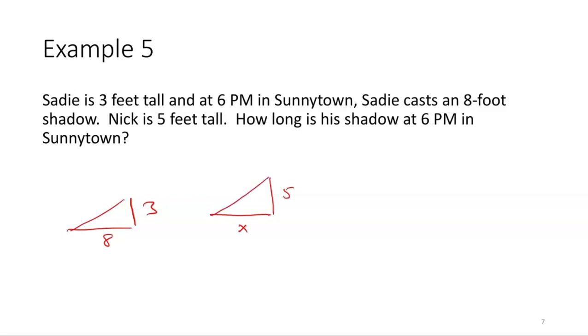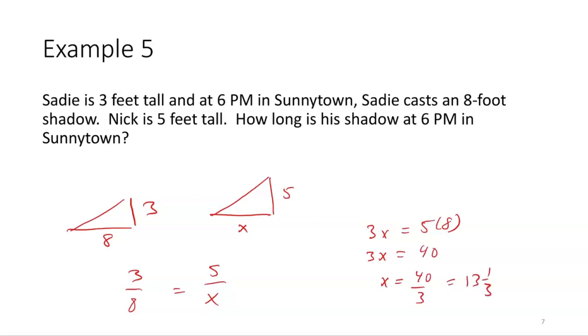Again, corresponding parts: the 3 feet to the 8-foot shadow is equal to the 5 feet to an x-foot shadow. If you do the cross products, 3 times x is equal to 5 times 8. So 3x would equal 40. So x would be 40 over 3, which is 13 and 1/3 feet. 1/3 of a foot is 4 inches. So that's 13 feet, 4 inches.